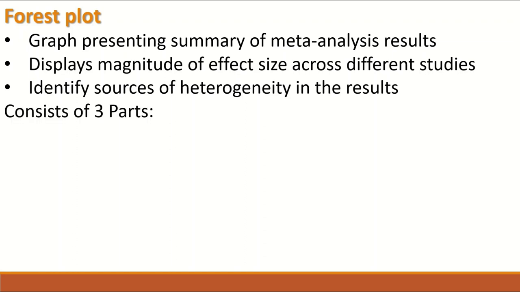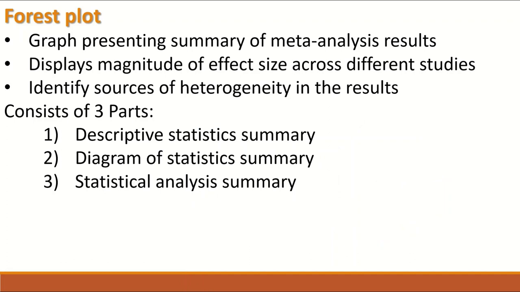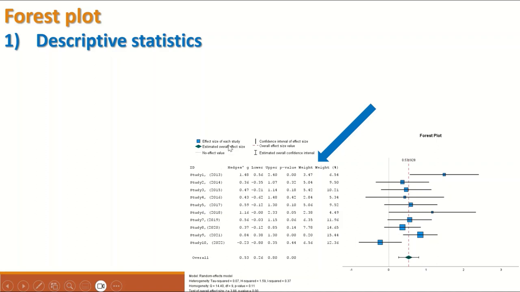The forest plot consists of three important parts. The first part is the descriptive statistics that show the summary. The second part is a diagrammatic representation of these statistics. And the third part is the statistical analysis summary. So there are three sections. The first section, as shown here, is the descriptive statistics. The second part is the diagrammatic representation of these descriptive statistics, and the third part is the statistical analysis, which shows the overall estimate of the effect size and the heterogeneity test results.